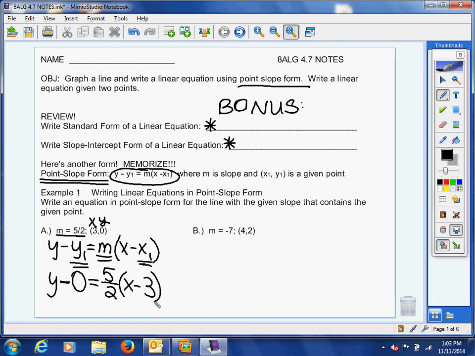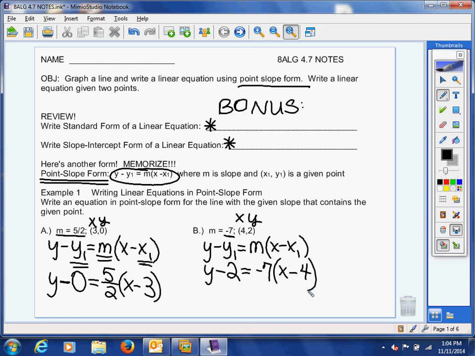All right, let's look at letter B. This time they gave us m is -7, so we know that. x1 is going to be 4. y1 is going to be 2. So let's practice rewriting our equation. Y minus y1 equals m times the quantity x minus x1. All right, so let's plug in what we know. Y minus, okay, well y1 is 2, equals m. M is -7 times the quantity x minus. Well, x1 is 4. And there you go, guys.